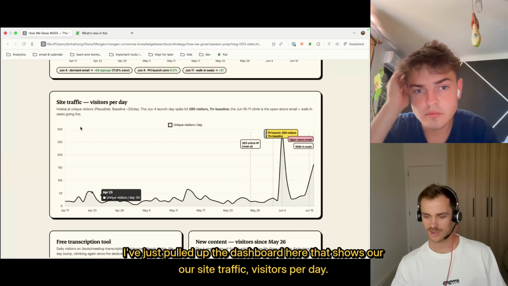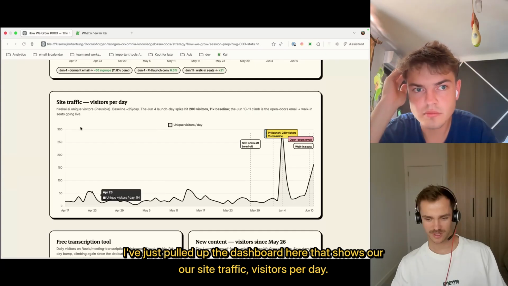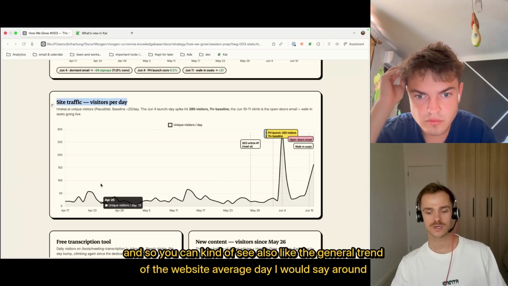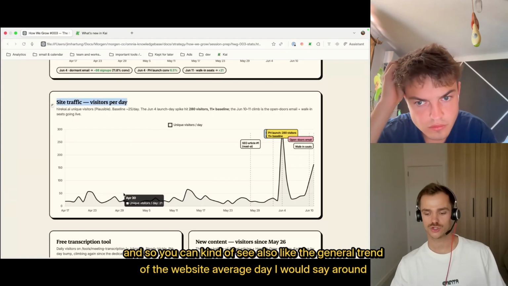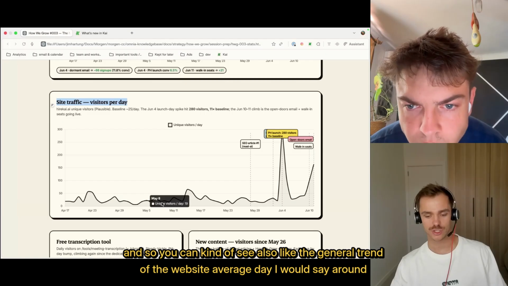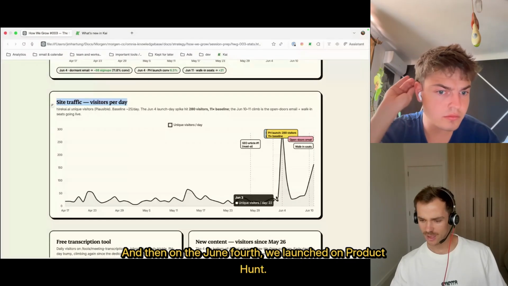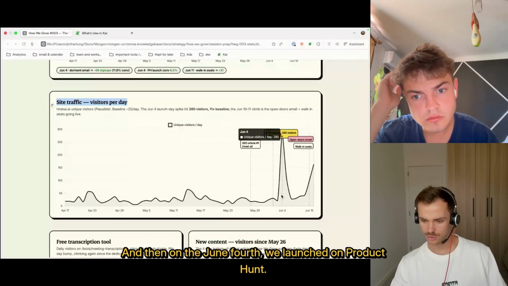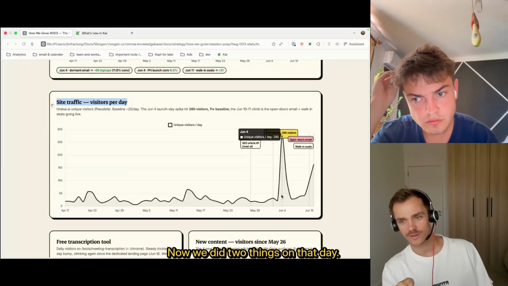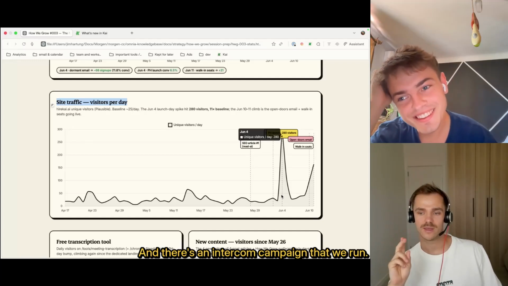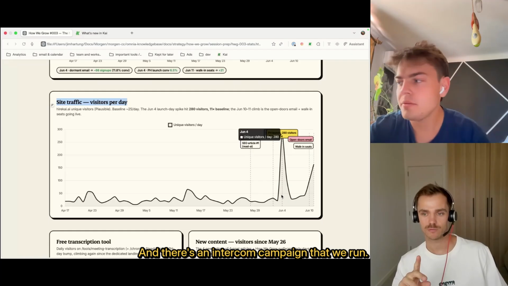I've just pulled up the dashboard here that shows our site traffic, visitors per day. So you can kind of see also the general trend of the website. Average day, I would say around 25 to 50 people per day. And then on June 4th, we launched on Product Hunt. Now, we did two things on that day. There were two campaigns running in parallel: Product Hunt and an Intercom campaign.